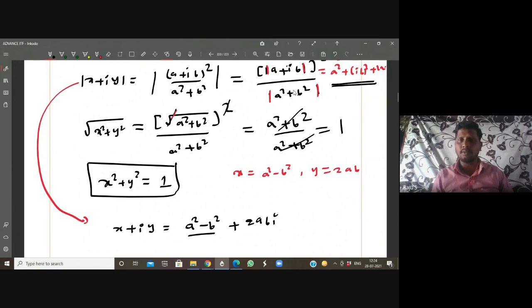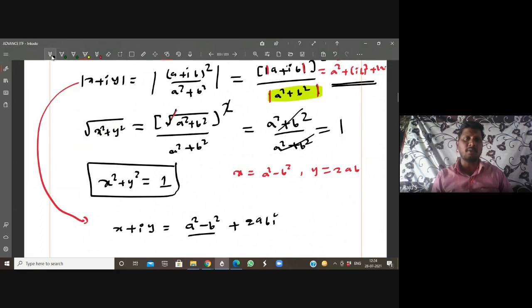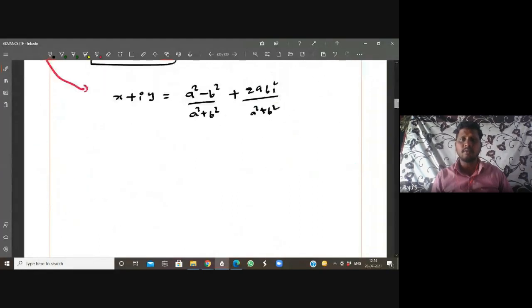The denominator a square plus b square is already there. Yes or no? This is a square plus b square. What shall we do? Write it separately: a square plus b square by a square plus b square. This is x plus iota y. In the same way, you have to find x minus iota y: a square minus b square by a square plus b square, then replace iota by minus iota, minus 2ab into iota by a square plus b square.